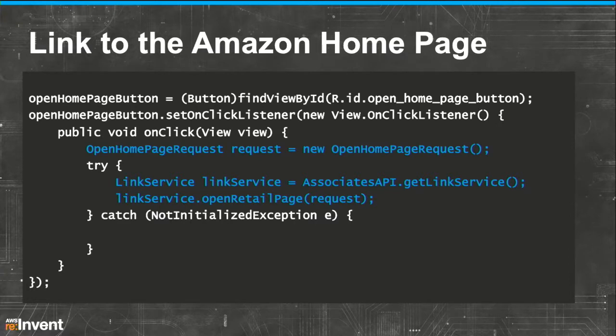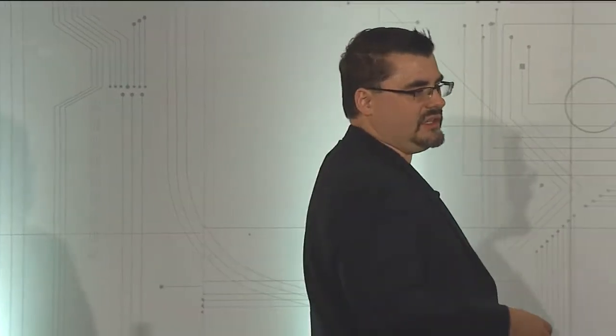So we're just going to instantiate that class. We're going to create a link service, and we're going to get that link service from Associates API. And then we're going to open retail page with that request. And that's it. We'll automatically be transferred over to Amazon.com's homepage with our Associates API and our key.